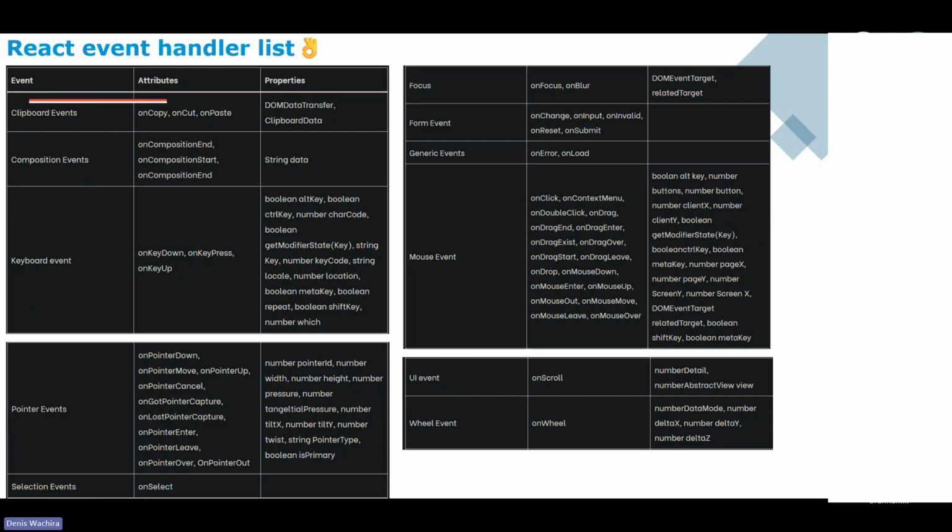So there are various events that you target or handle when working with React. Some of them are the clipboard events, which are onCopy, onCut, onPaste, things like Control C, Control V, and Control X. We have the composition event. We have the keyboard events, which are keyDown, keyUp, keyPress, and Enter, things like that. We have the pointer event, which is the cursor, and the selection event, the focus, which is onFocus, onBlur.